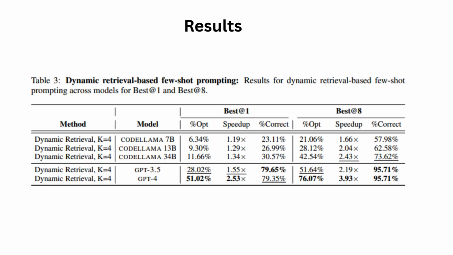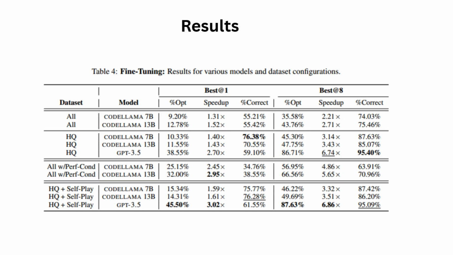These results suggest that when the model sees examples that are similar to the program it is trying to optimize, it becomes much better at discovering effective performance improvements. One trade-off the authors note is that pursuing larger speedups can sometimes slightly reduce correctness. Now let's move on to the fine-tuning results shown in the table.